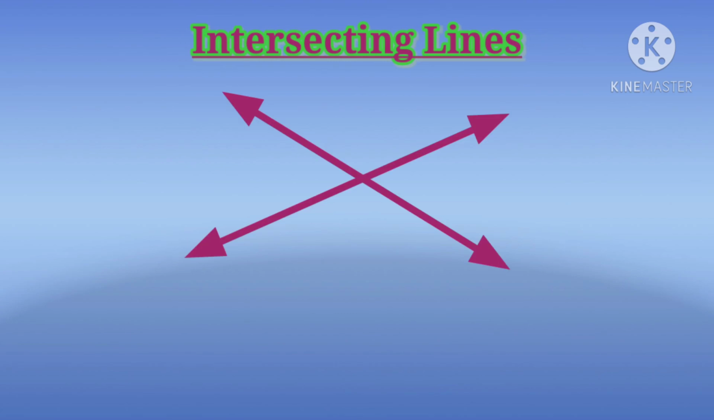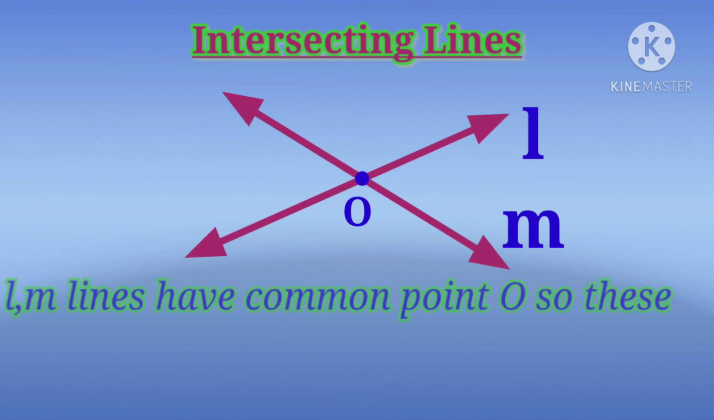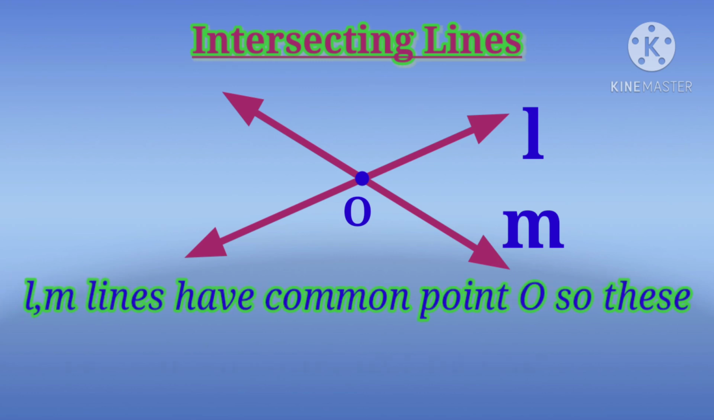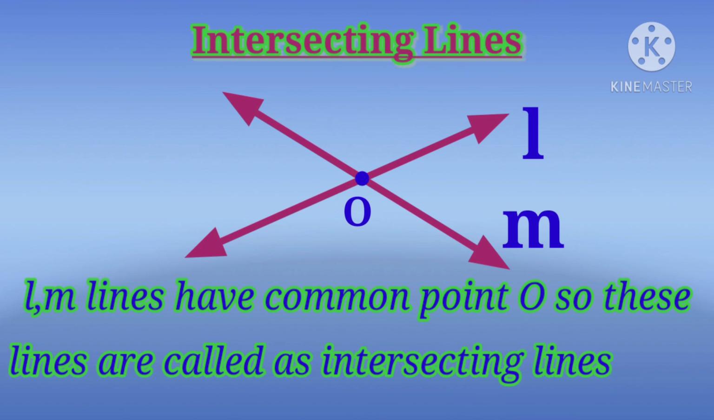Let us focus on intersecting lines. Here L and M lines meet at point O, then they are called intersecting lines. L, M lines have common point O, so these lines are called intersecting lines.